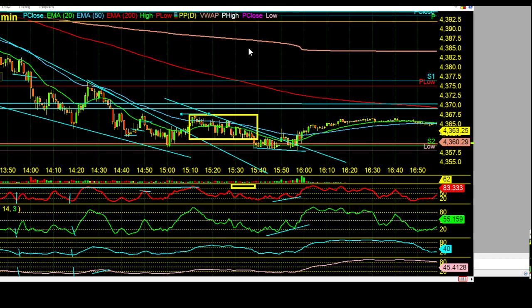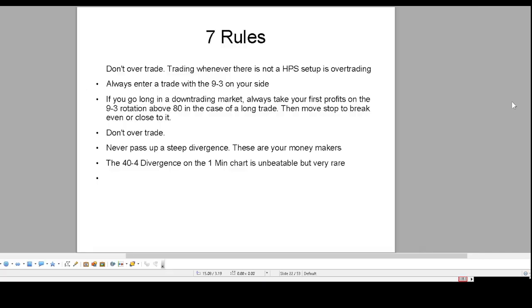And if it continues to go, then it goes. If it doesn't, then there's no harm, no foul. Let the market come back down. And again, that leads us into the next setup. Don't overtrade. Now, I said that at first, but that's how important it is.